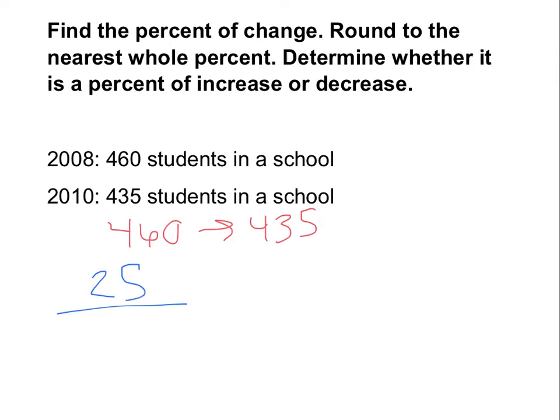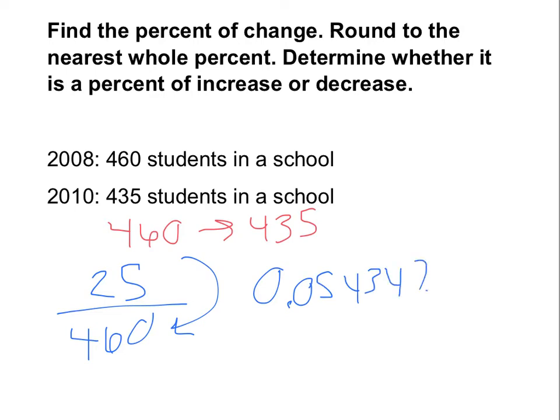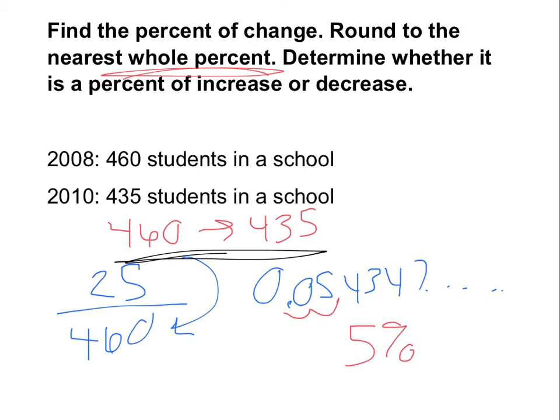And the original amount goes in the bottom, which was here. On your calculator, take 25 divided by 460, and we get this, etc. We need to move the decimal over to get our percent. But it says round to the nearest whole percent, so if we have 5.4, we're just going to round it to 5. Now, from 460 to 435, did it go up or down? It went down. So your final answer is a 5% decrease.